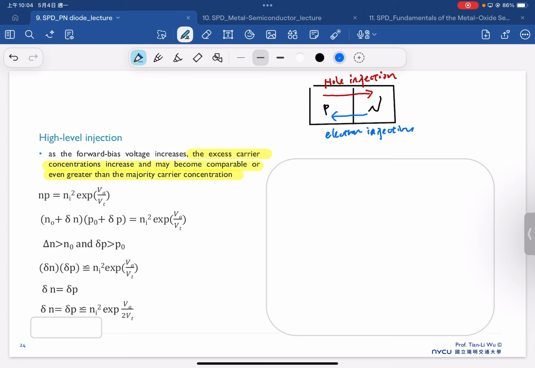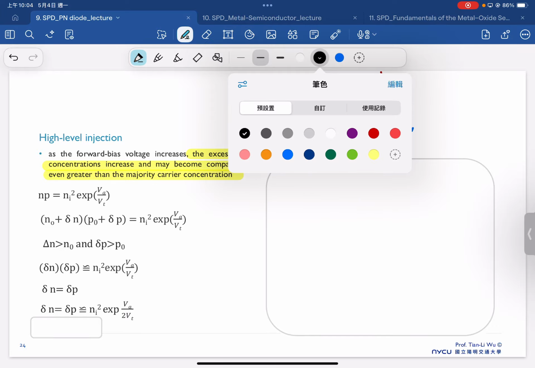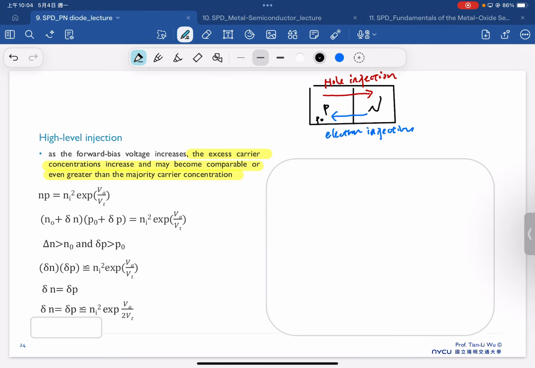If you consider the background doping of this P and N as p0 and n0 here, and the injected carriers are larger than the background doping, then this is a case we call high-level injection.